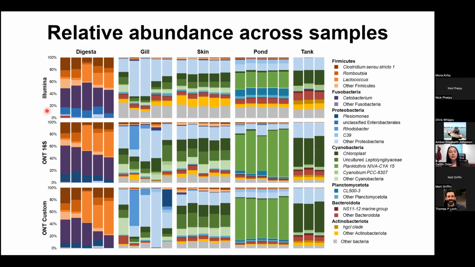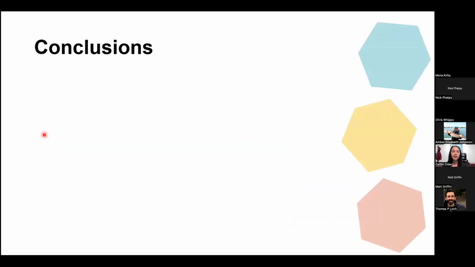And I think this is really interesting because with our mock community, we saw that the ONT custom was the most accurate, and the Illumina was the second most accurate. But here the two nanopore protocols look pretty similar. So this is why it's important to test it not just in the mock community, but also in these experimental samples. So on to conclusions.